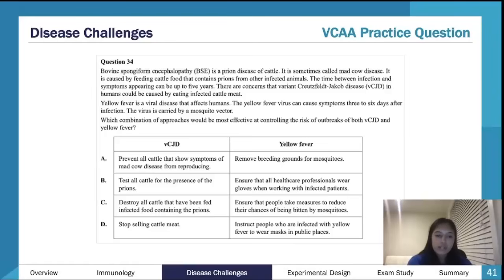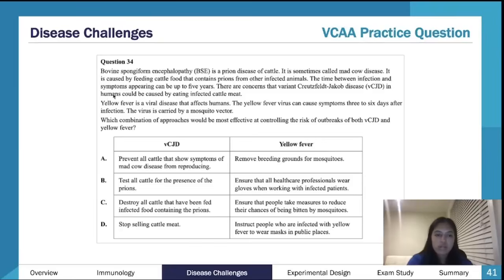So, prevent all cattle that show symptoms of mad cow disease from reproducing. Remove breeding grounds for mosquitoes. Test all cattle for the presence of prions. Ensure that all healthcare professionals wear gloves when working with infected patients.